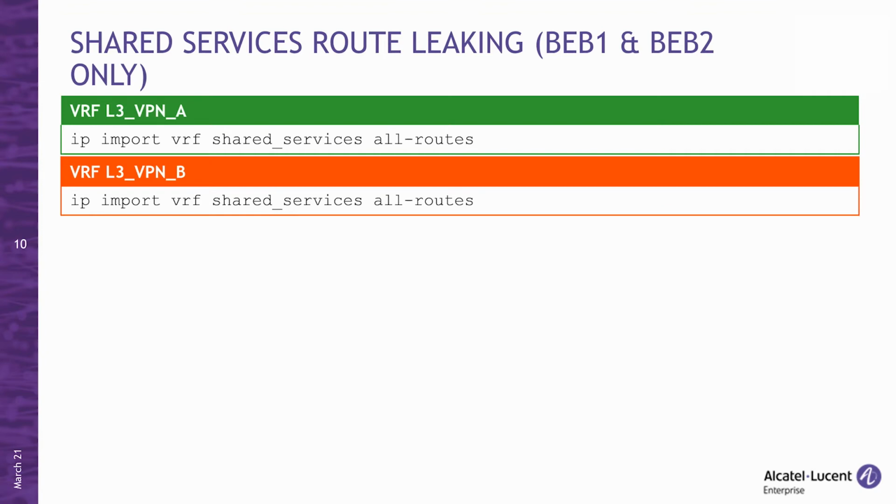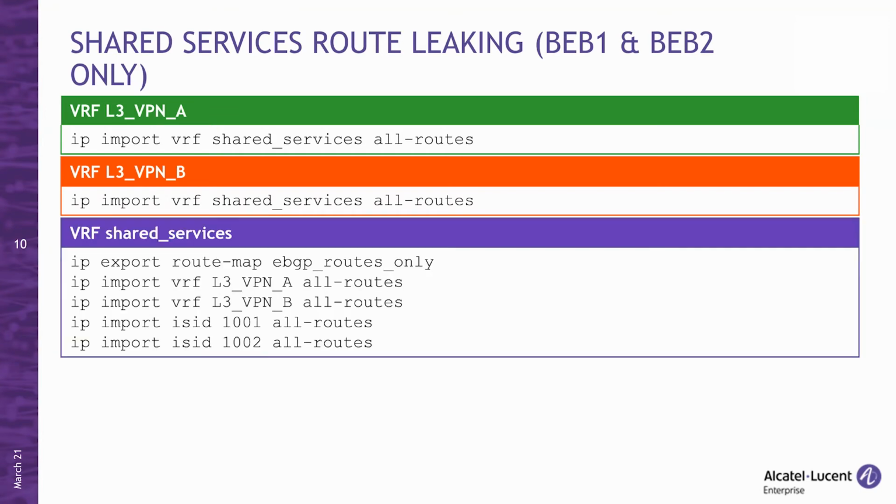On both L3 VPNs, we simply import all routes that the shared services VRF has exported to the global routing table. On the shared services VRF, we will export only the eBGP routes to the global routing table. For that, we use a route map that matches the external routes.